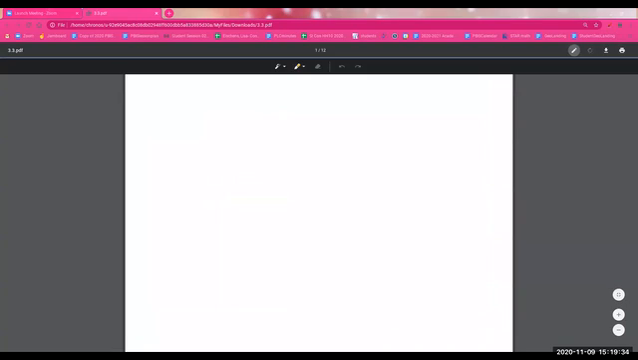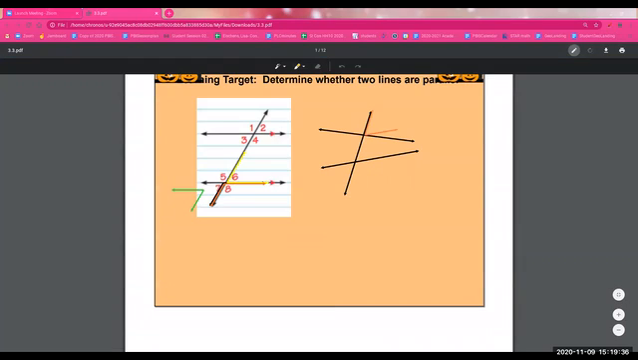But in 3.3, we're talking about how to determine whether two lines are parallel or not. So if you have a note guide, make sure you have that out. This first screen is not on your note guide, but we're going to talk about that.